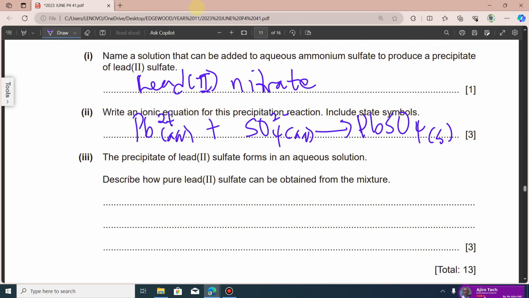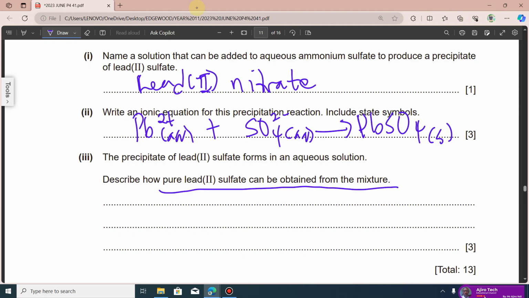Describe how pure lead(II) sulfate can be obtained from the mixture. Now, when you are preparing an insoluble salt, heating is not required, because it's an insoluble salt. So there's nothing to heat there. In this case, you have mixed, and it says the pure lead(II) sulfate can be obtained from the mixture. How can we obtain this pure lead(II) sulfate from the mixture?